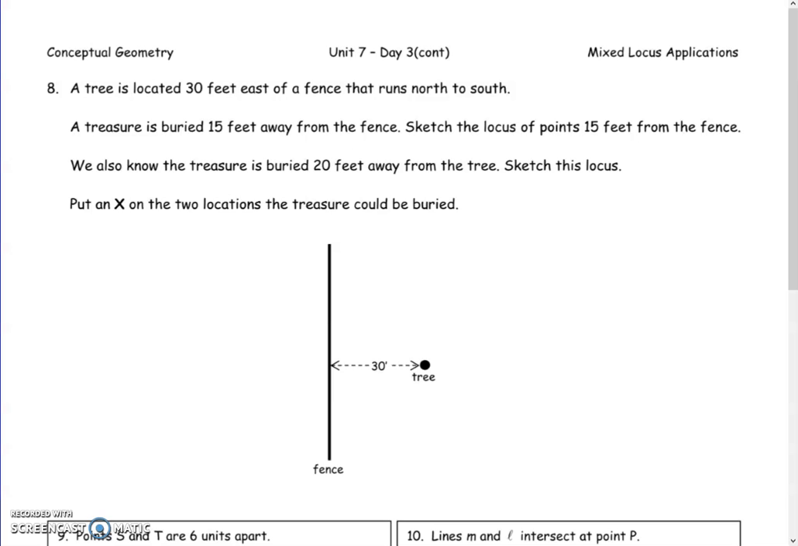So we'll do this first. The fence is a line, and I need to sketch the locus of points 15 feet from that line. So when I give you a line, you draw 2 lines. But 15 feet, you have to pay attention to this distance here, is half of 30. So I would draw that halfway between. But then don't forget, you also could be on the other side. That distance there is 15 feet, and that distance there is 15 feet. So that takes care of that locus.